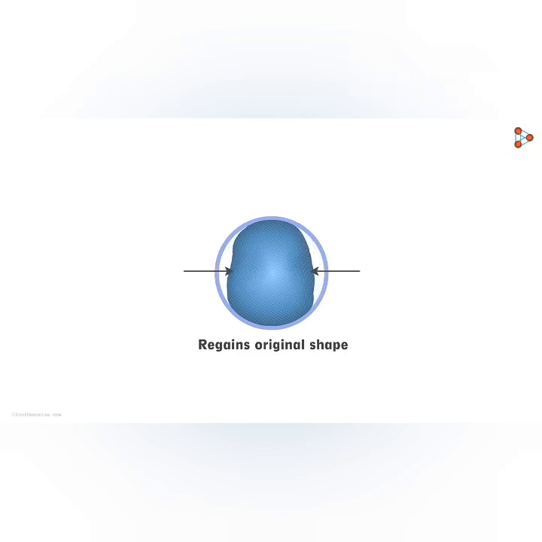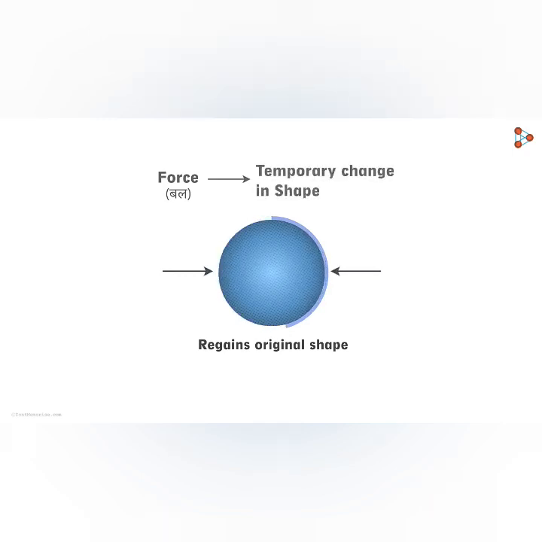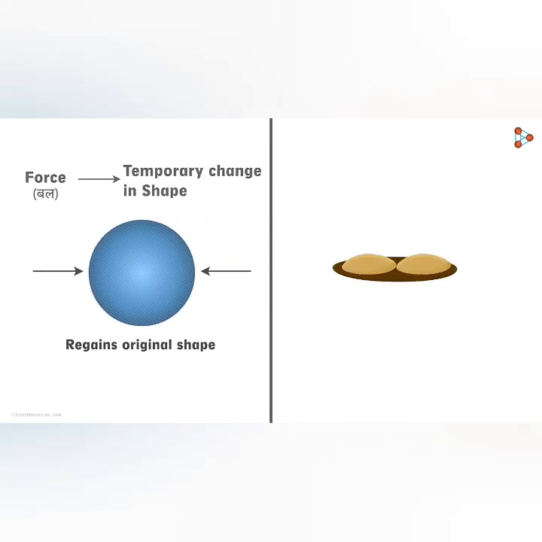Yes. Now take a sponge ball and press it with your hands. We can see the change in its shape. Now release your hands. The sponge ball regains its original shape. As we release, it regains its original shape. Why is it so? Because when force was applied, the object changed its shape, and this change is temporary.